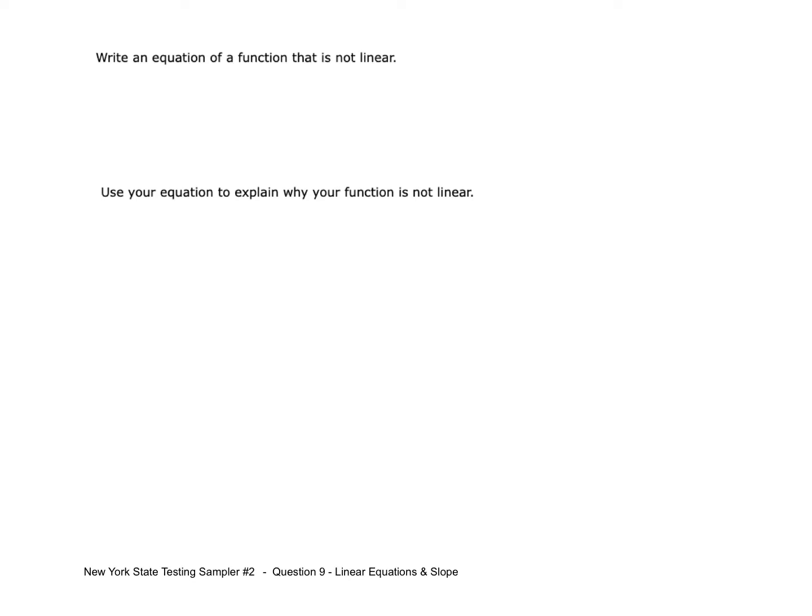This is a New York State testing sampler question from sampler number 2. It is question number 9, linear equations and slope. It's for math 8. It asks you to write an equation that's not linear. This is a part 2 question. And then it says use your equation to explain.